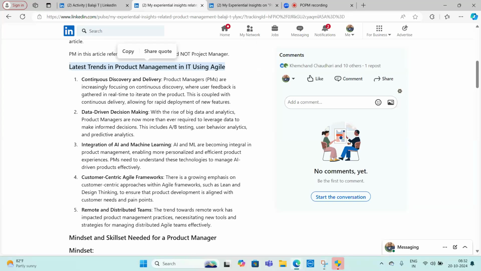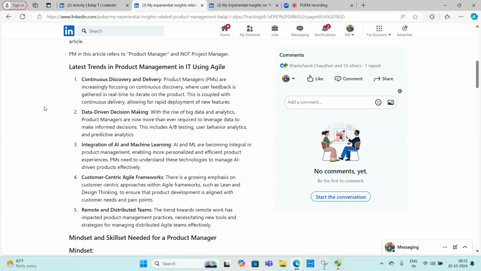So I have written here: continuous discovery and delivery. You also need a way to do data-driven decision making, and integration of artificial intelligence and machine learning. For example, for some of my clients in the past, we have created some accelerators, some AI-driven utilities or capabilities, so that once you give the domain and some preliminary details of the ecosystem and the context, it will give you high-level epics, high-level roadmapping and high-level clarity on the feature set.